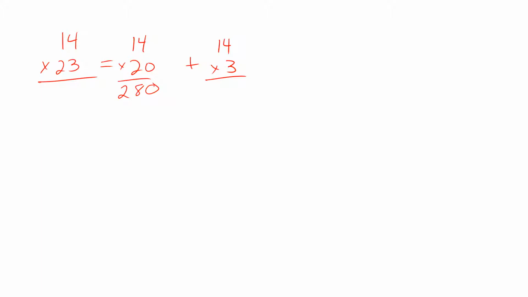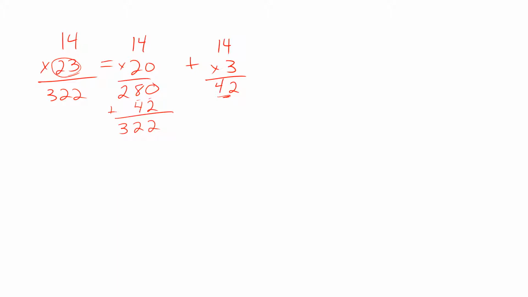Over on the 3 times 14, 3 times 4 is 12. Carry the 1. 3 times 1 is 3, plus 1 is 4. Now I just add these two together. Now I've got two digits over here, so I'm going to go over two places to make sure they line up. I'm going to put the 42 here, add those up, and I get 2, 8 and 4 is 12, 3. So this is 322. All I'm doing is taking this number and splitting it up into its parts to make separate problems.